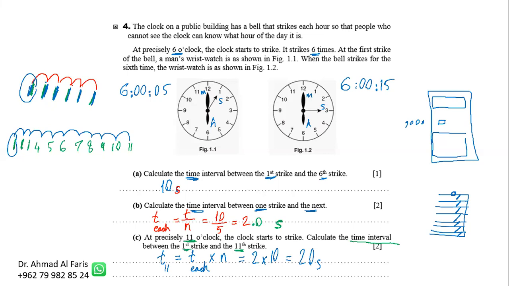Say I have 6 people entering the room. I'll measure the time starting from 0 to the 6th one. How much is the time? It's 10 seconds. I'll divide by the number, which is 5. So it will be 2 seconds. Okay.